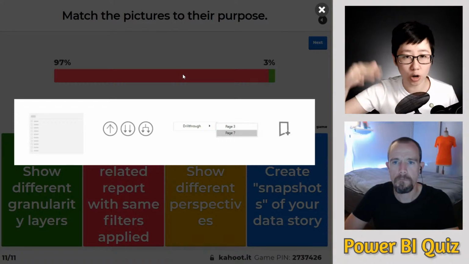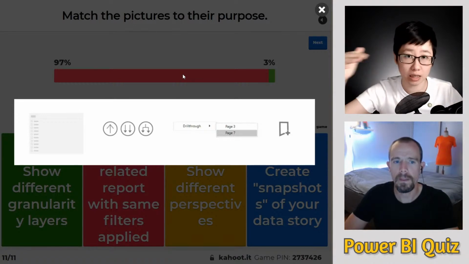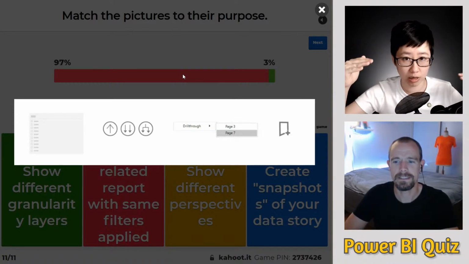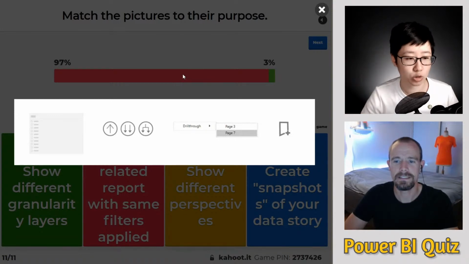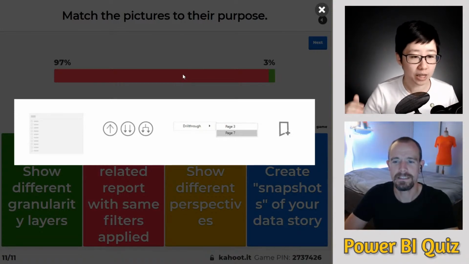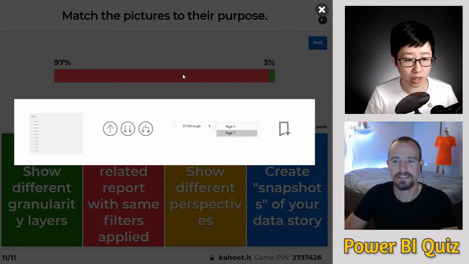If you're right all the way up, it's probably the most aggregated layer. You drill down, you get more granularity. You drill down, you get more granularity, and so on and so forth. Then the third picture from the left, that's a drill through. It's to go to the related report with the same filters applied.